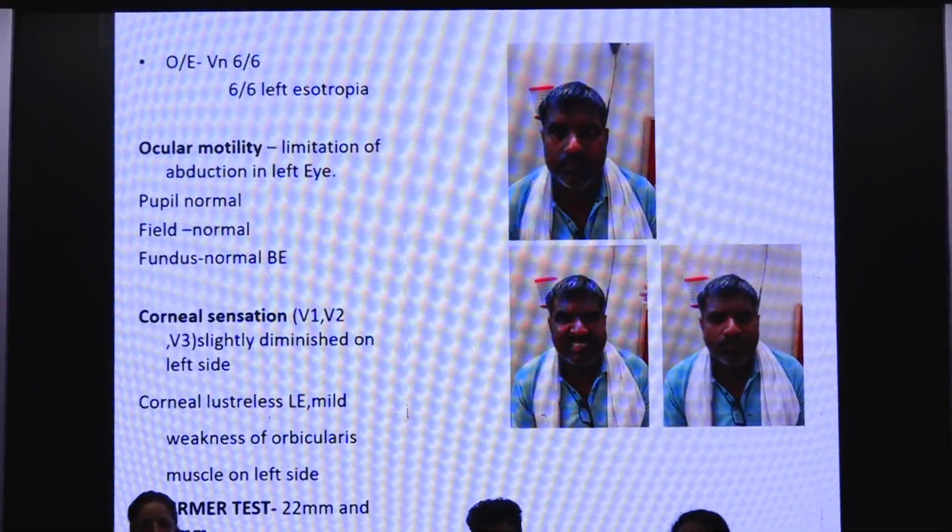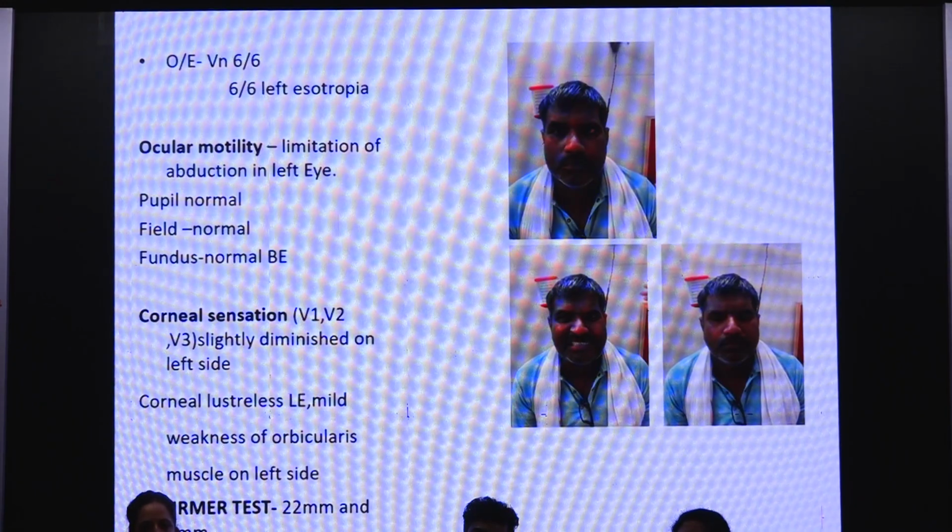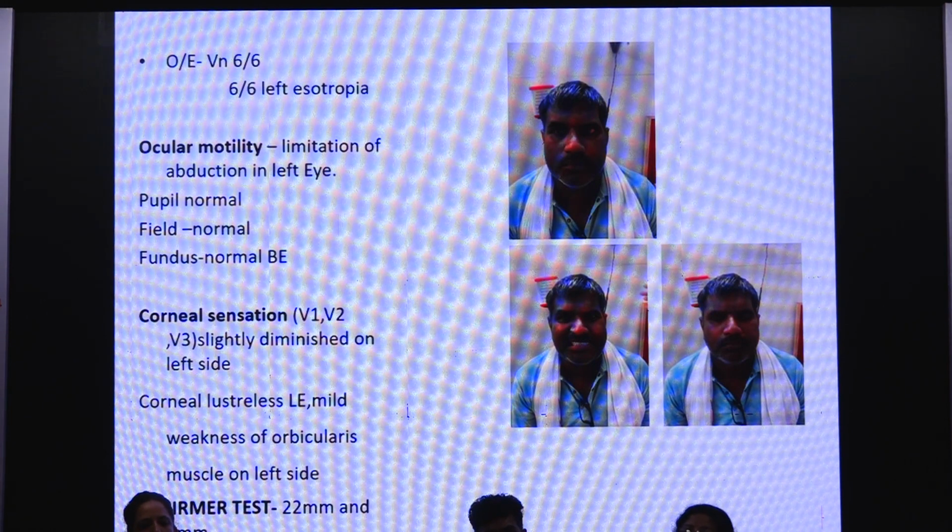So the visual acuity was normal. He had a left esotropia as the sixth nerve was involved, and corneal sensations were diminished, but they were better than what he had before the surgery. So there was improvement in the sensation of the trigeminal nerve distribution. But the cornea was lustreless, and there was not much seventh nerve palsy. As you can see, the patient can shut his eyes properly. But the Schirmer test showed a very poor reading on the left side.